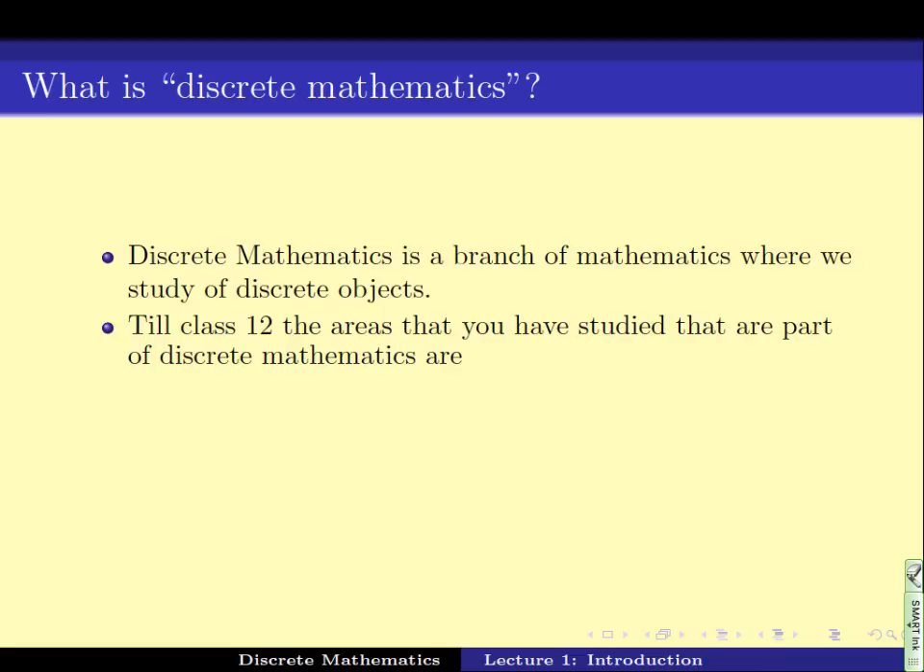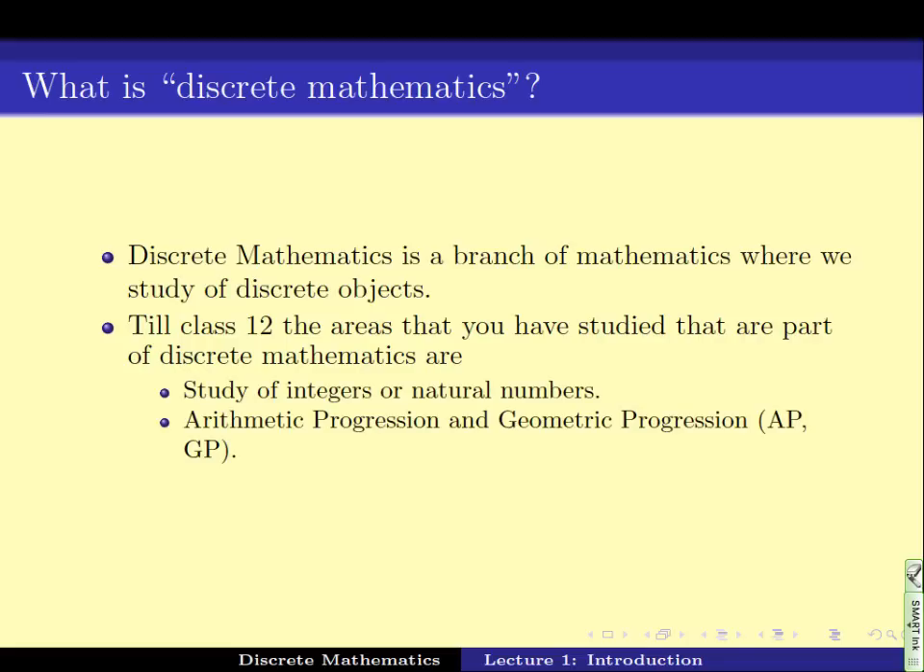Till your class 12, you have done a number of subjects in math, out of which subjects like the study of integers and natural numbers, arithmetic progression, geometric progression, etc., and permutation and combination, all comprise subjects related to discrete mathematics.